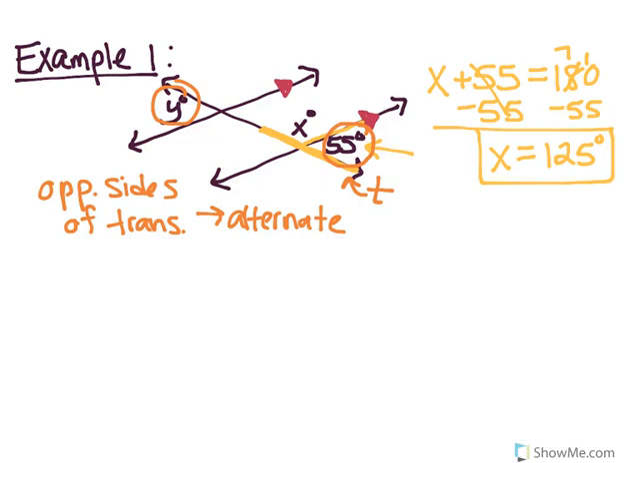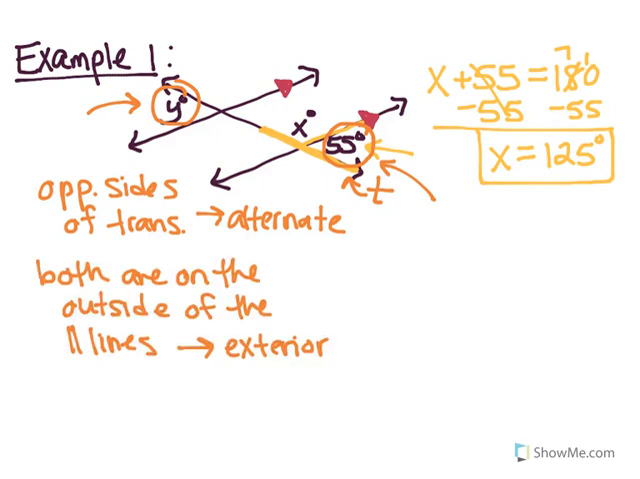Okay, and I also know that this angle is on the exterior of this parallel line that it's next to, and 55 is on the outside of the second parallel line. So these are exterior angles. So it's looking like the relationship between the 55 degrees and angle Y is that they are alternate exterior angles.